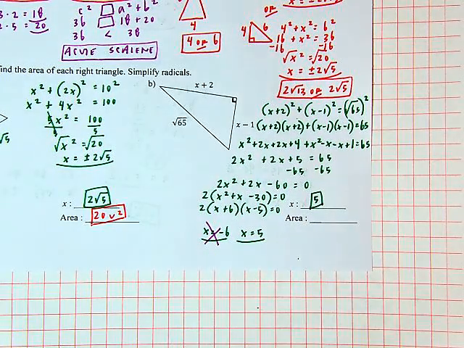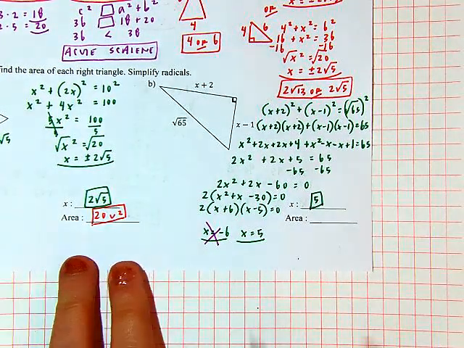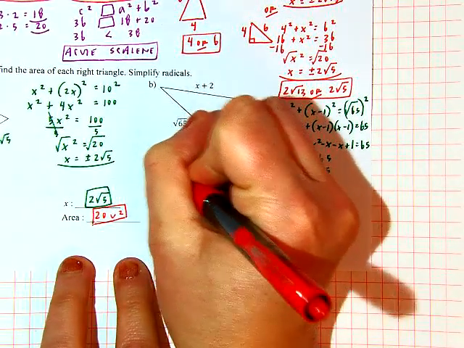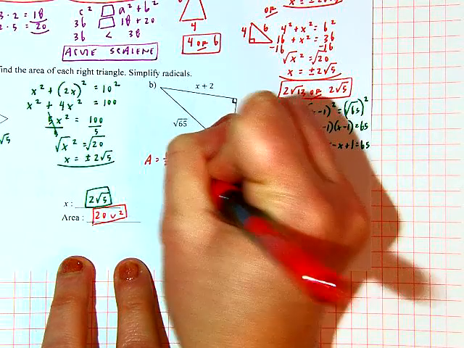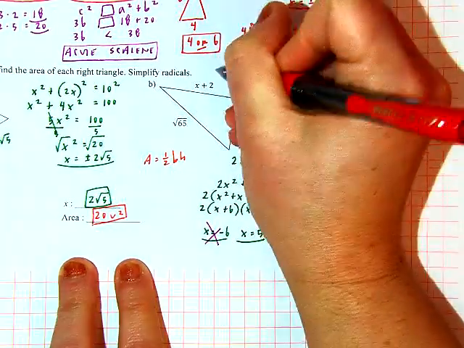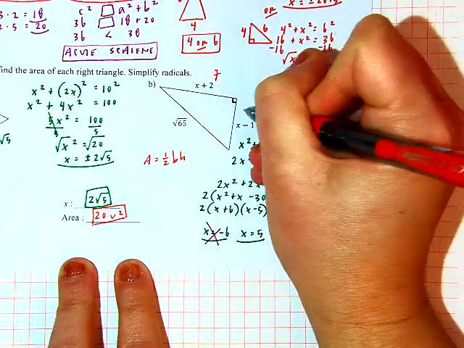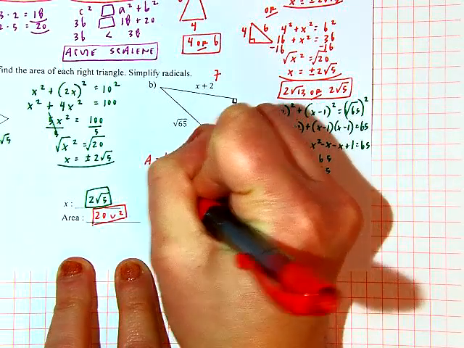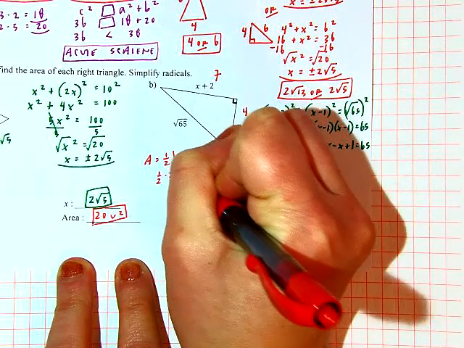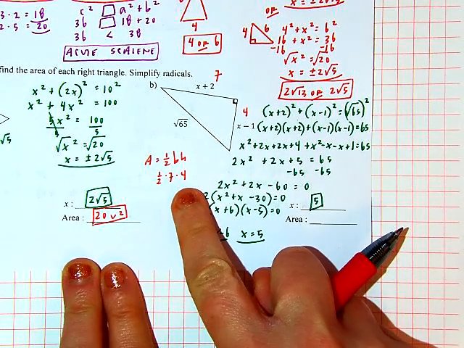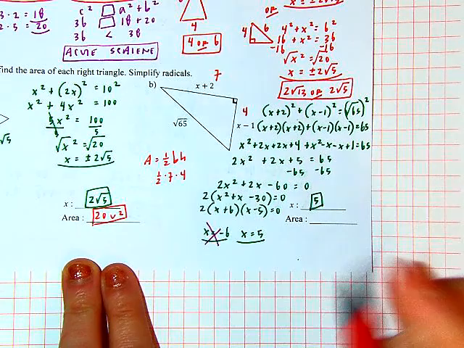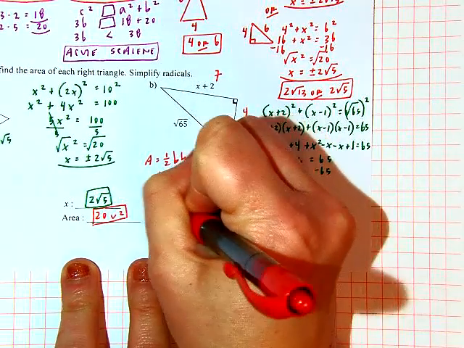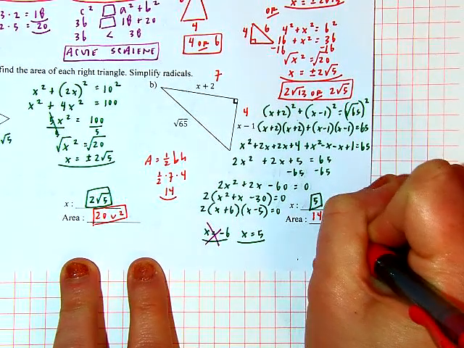Okay, and then if I get the area, one half base times height. If I plug that 5 back in, this side is 7, this side is 4. So half of 7 times 4. Probably do half of 4 first because it's even. So 2 and then times 7 is 14. So total area is 14 units squared.